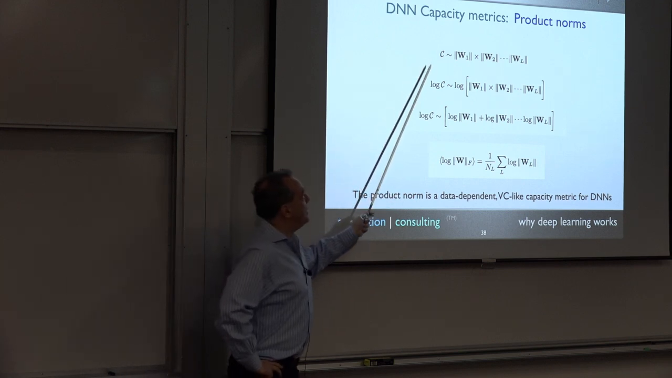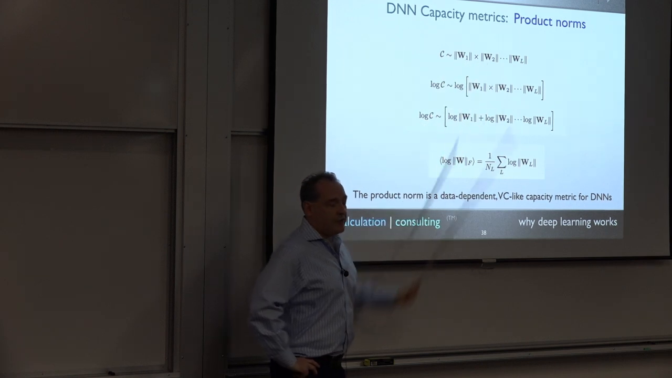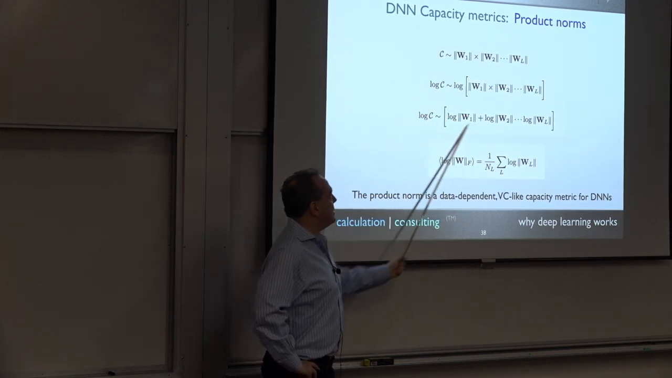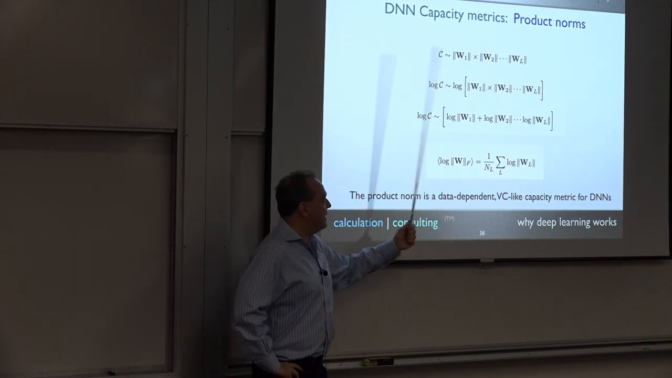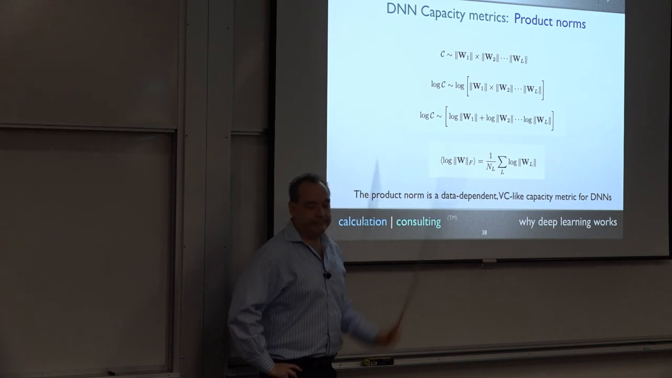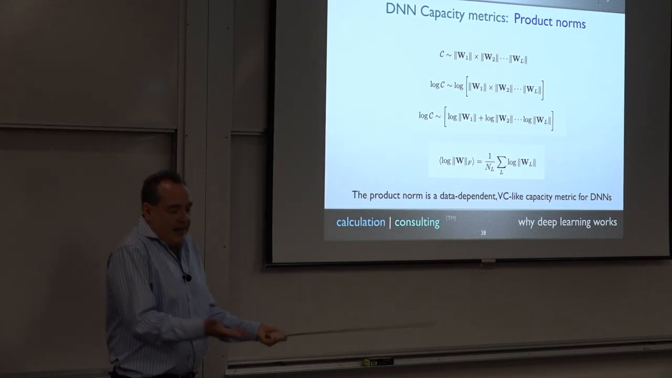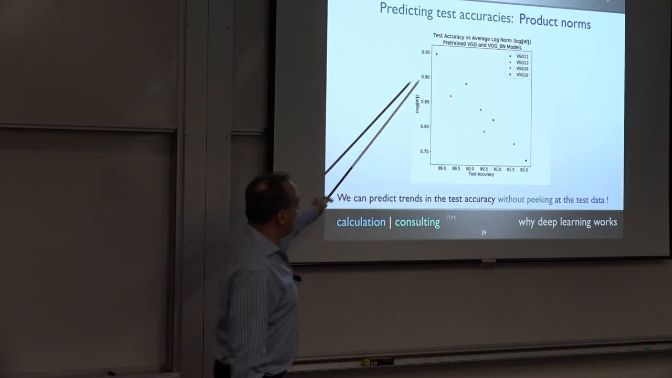We start off with this product norm, which is their measure of capacity. Well, we take the log of the product norm, and now it gives us an average log norm. So we have a capacity metric which would look something like the average log Frobenius norm of a neural network. And I just asked myself, does that work? Can I just apply it to these pre-trained networks? And it's not bad. It actually kind of works.